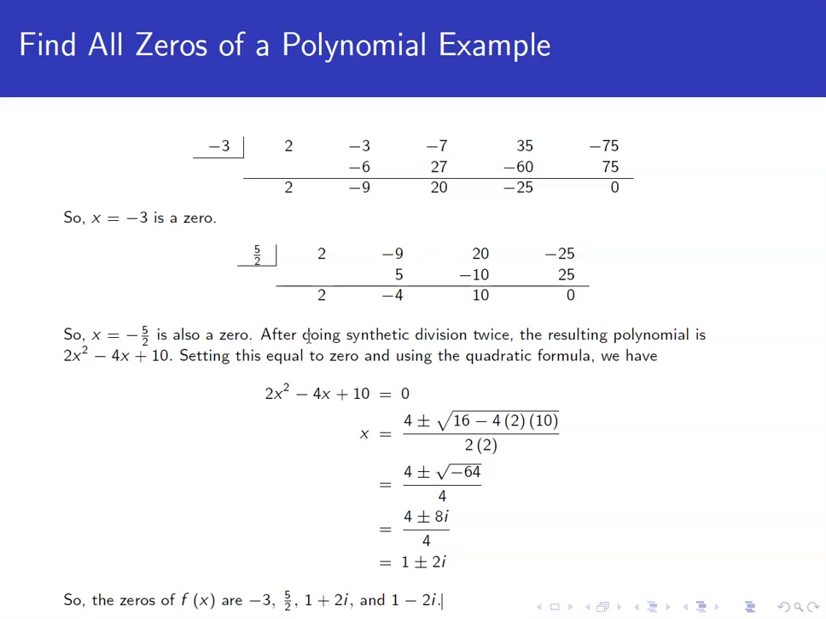We can use the quadratic formula to do this. So this is your quadratic formula: opposite of b, plus or minus the square root of b squared minus 4 times a times c, all over 2a. When you simplify under the radical, you'll get a -64. So that simplifies on top to 4 plus or minus 8i. Factoring out a 4 on top cancels with the 4 in the denominator to give you 1 plus or minus 2i. So that tells us what our 4 zeros are: -3, positive 5/2, 1 plus 2i, and 1 minus 2i.